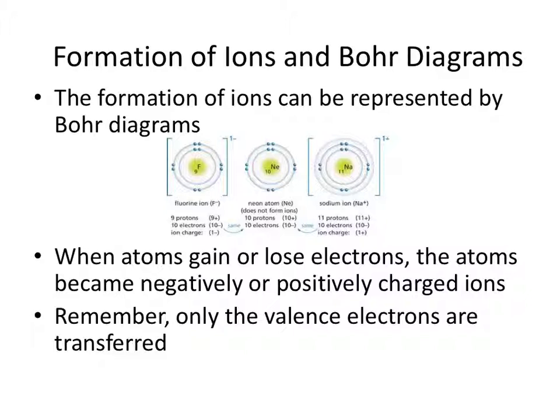So when atoms gain or lose electrons, the atoms become negatively or positively charged ions. It's important to remember that only the valence electrons are transferred between atoms.